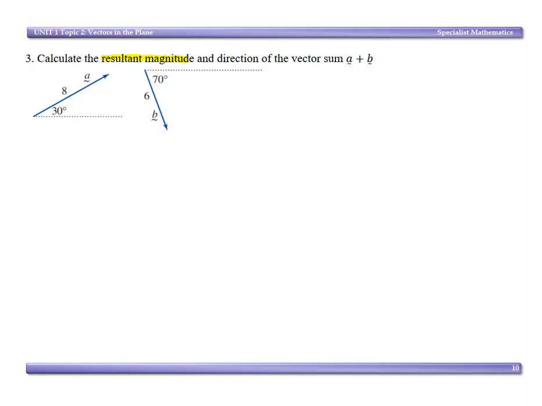Calculate the resultant magnitude and the direction of the vector sum A plus B. And we have two vectors, A and B here. So first we need to add them, and we've been given angles. So this means we'll be able to work this out mathematically. We don't have to draw a scale diagram, but we do need to start by drawing them correctly.